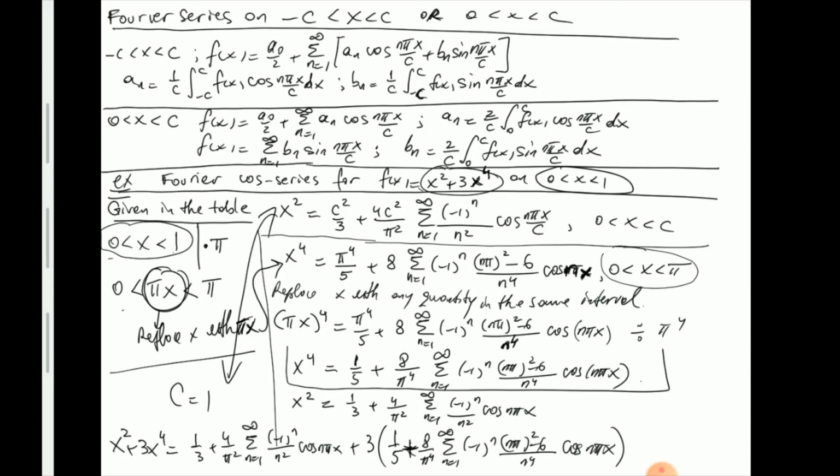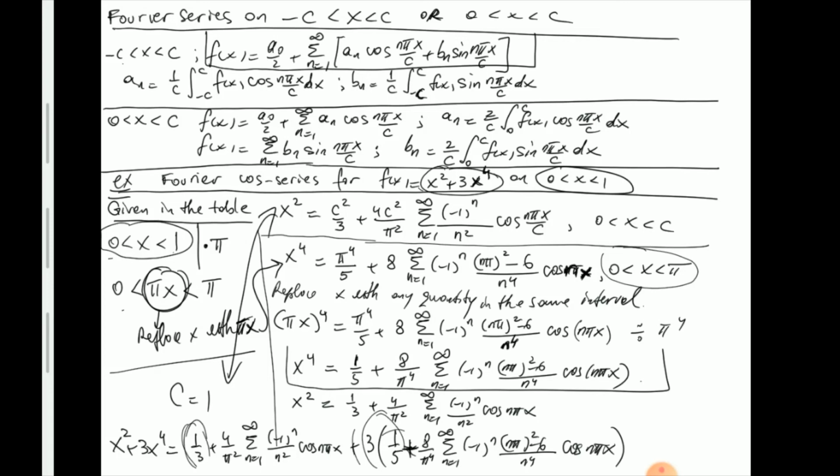So you can write it in a standard form, like a Fourier cosine series, right? With just one instance of cosine in the summation, and also a constant, right? You have to combine these constants as well. So take a moment and do this on your own.